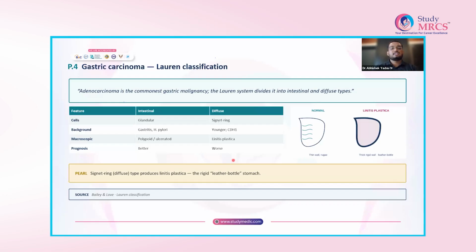And if it's very largely involved, the example for this is linitis plastica. What is linitis plastica? It's this type of tumor which involves the whole stomach. The stomach will look like a leather bag. It loses its shape because it is infiltrative in nature. That's called linitis plastica, and it has a very worst prognosis. This occurs usually in very young age people. Okay. The signet ring cell, diffuse type produces linitis plastica, which is nothing but the leather bottle or leather bag appearance of the stomach.